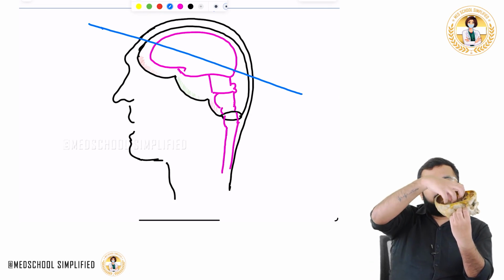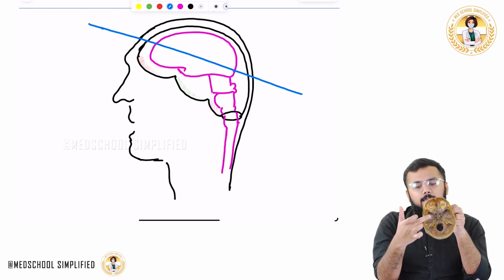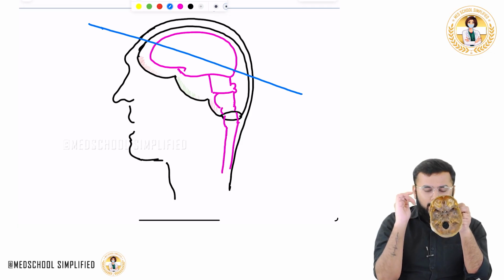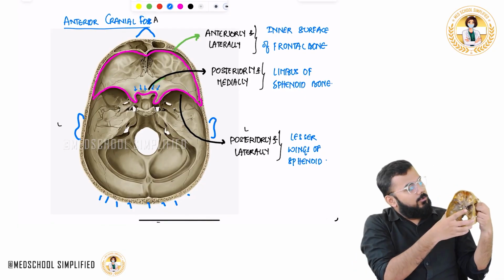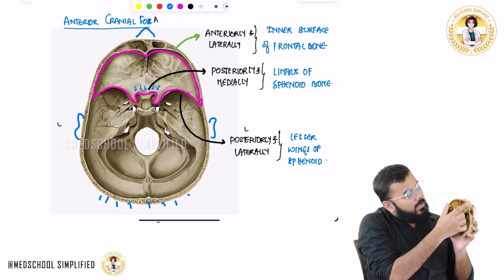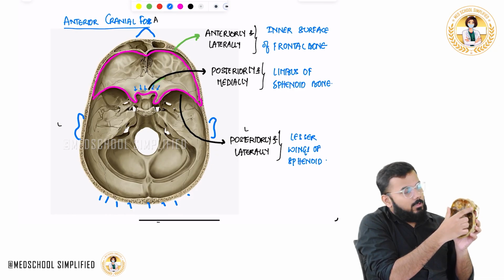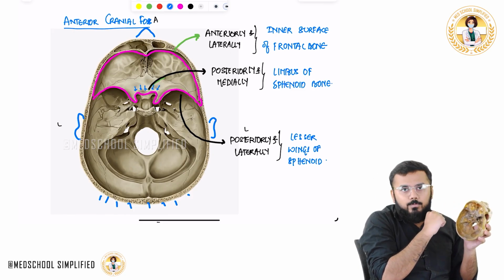Okay, so this is the brain over here. The spinal cord is passing down like this. So this is anterior cranial fossa, middle cranial fossa and posterior cranial fossa. Now in this anterior cranial fossa, what are the borders? See, if you can look here very clearly, this is the anterior border and this is the lateral border. So anterior and laterally, what have I got? I have got the inner surface of the frontal bone.